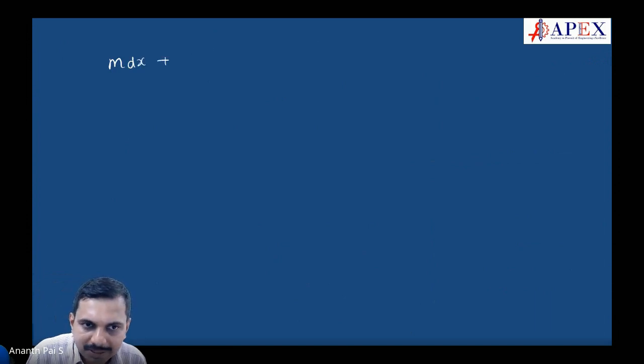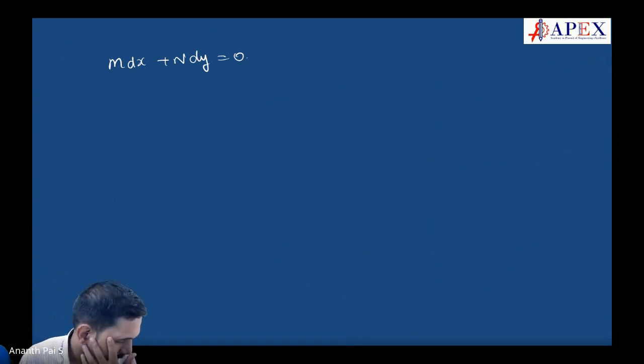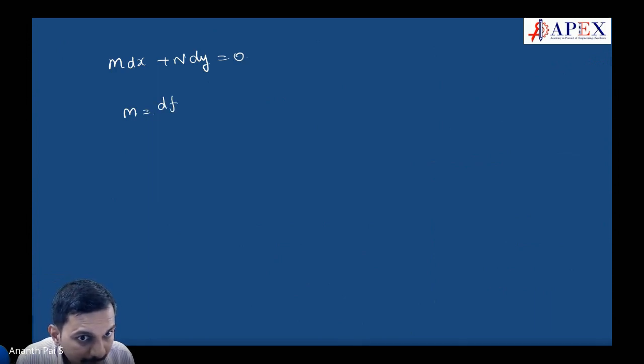Now, next one. Now let us see how to get the solution. Okay. So what is the equation? M dx plus N dy is equal to 0. How to find the solution? So now, generally, what we do is we guess it basically. Okay. For example, see, what is M? M is equal to df by dx.